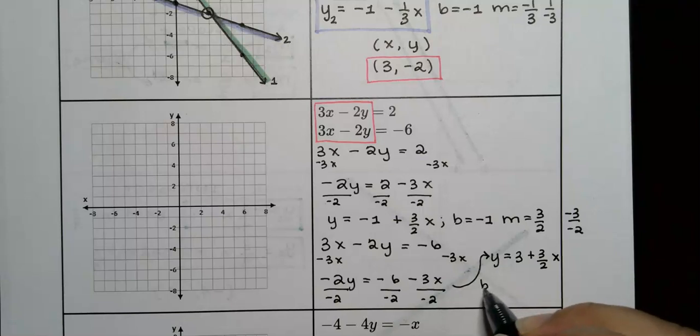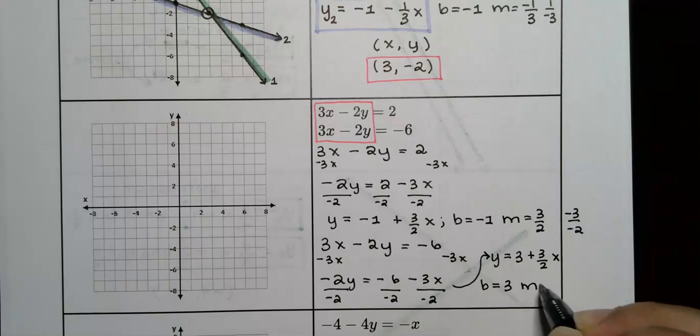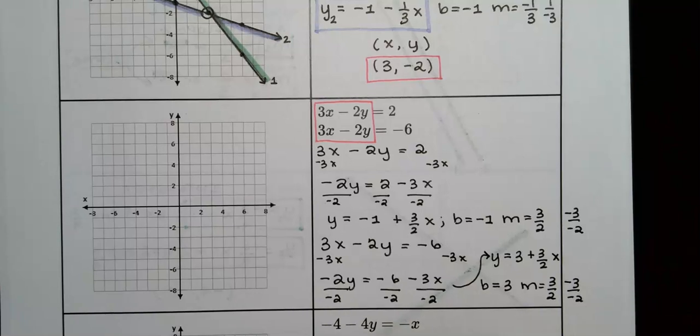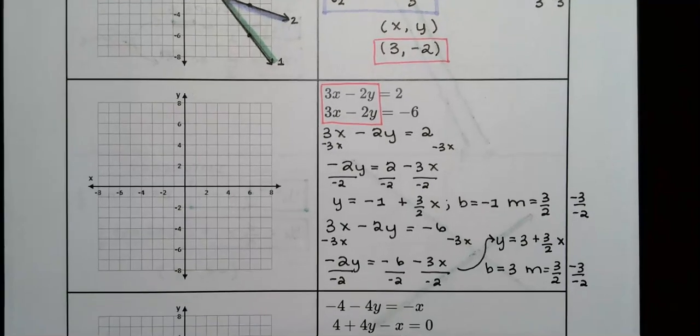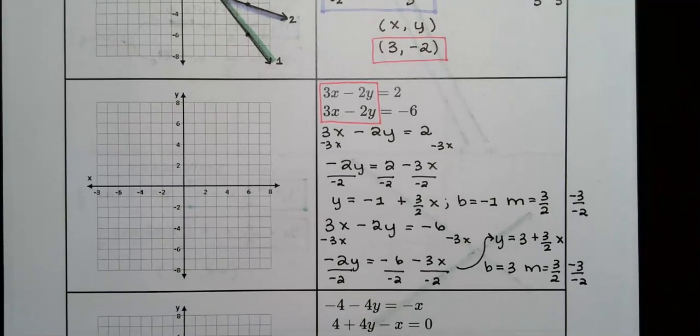So I can say that my y-intercept is 3. My slope is 3 over 2. And the opposite slope is negative 3 over negative 2. So I want you to take a moment. I know we did that kind of quickly, but I want you to take a moment to identify. There's a lot of work here. So find our y-intercepts, our equations that we're going to use to graph.